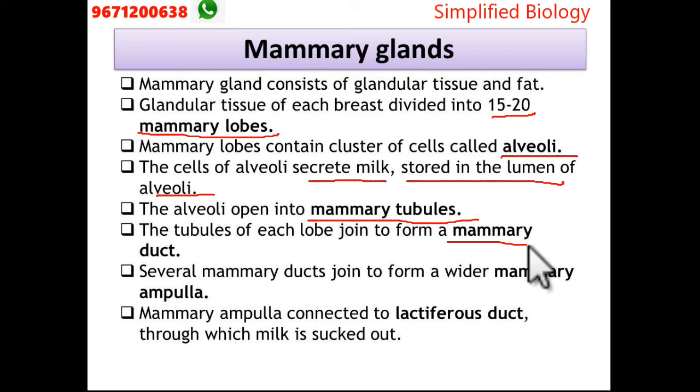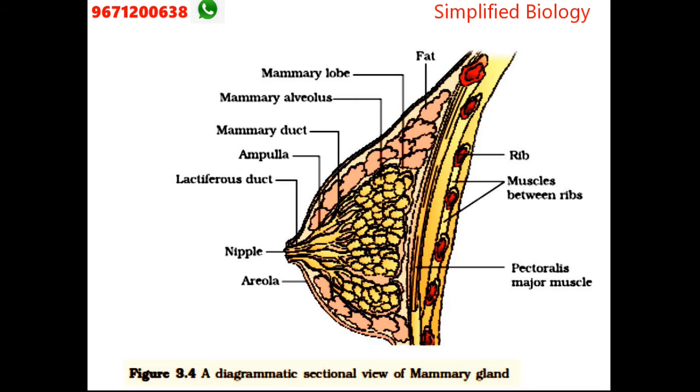Tubules open into a duct-like structure. They are joined together to form an ampulla, and all the ampullae are connected with the help of one duct-like structure named the lactiferous duct, through which the milk can be sucked out. Clear, beta? So let's find the structure here.